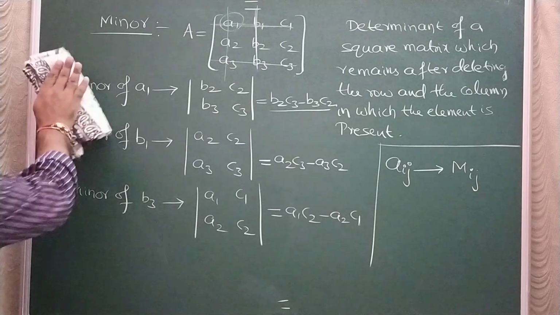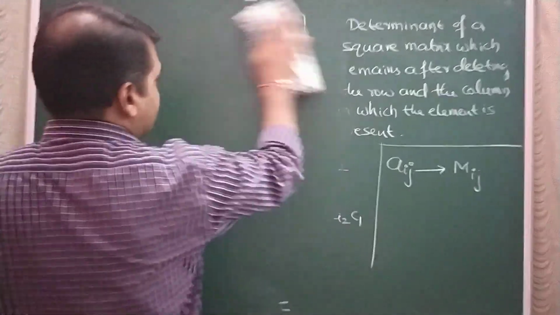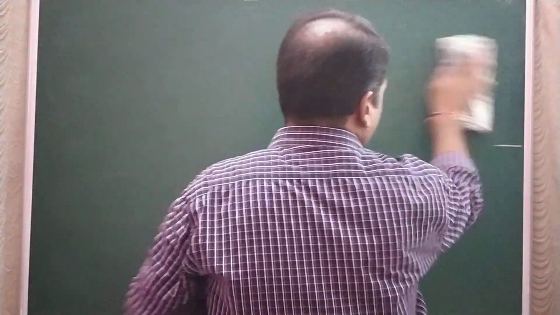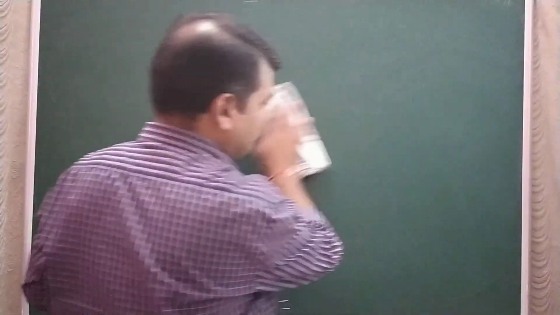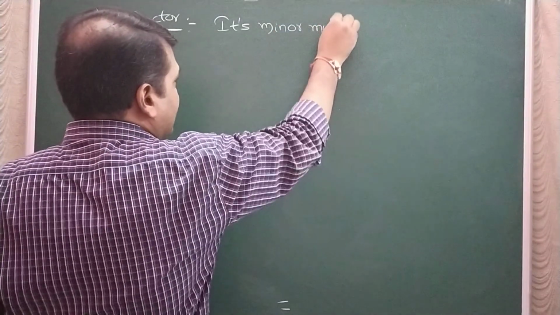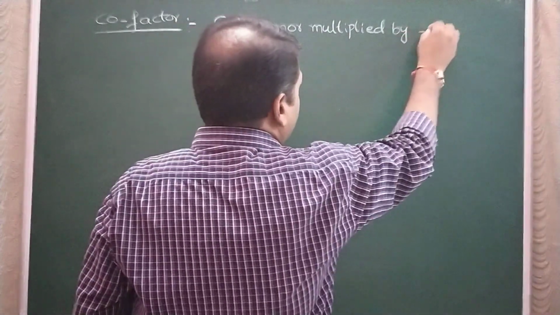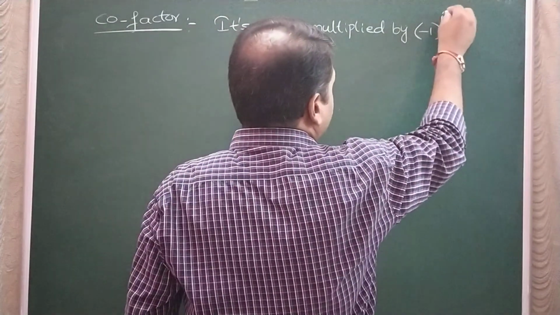So next, now let us discuss what is cofactor of a matrix. This is very simple. When you know minor, cofactor is very simple. So cofactor of an element is its minor multiplied by minus 1 whole power i plus j.